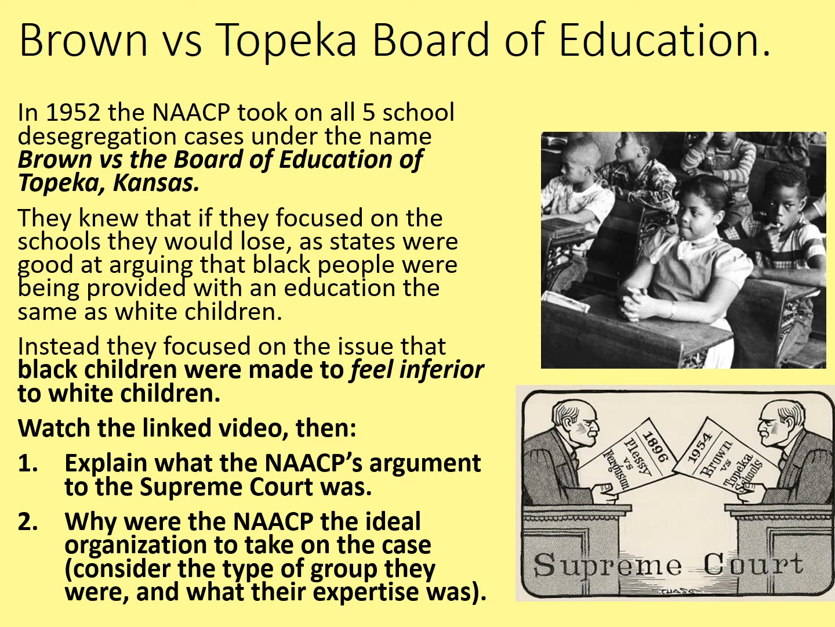The NAACP were an ideal organisation for this because they were made up of lawyers and they were challenging a law. So rather than going to the states themselves or going for direct action of trying to integrate schools, they were trying to change it via the legal route, which would then enforce change through the law. And as a group of lawyers with legal expertise and access to the Supreme Court, they were the ideal group to do this.